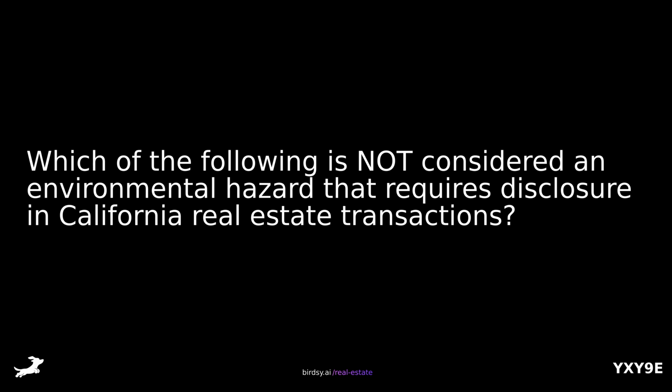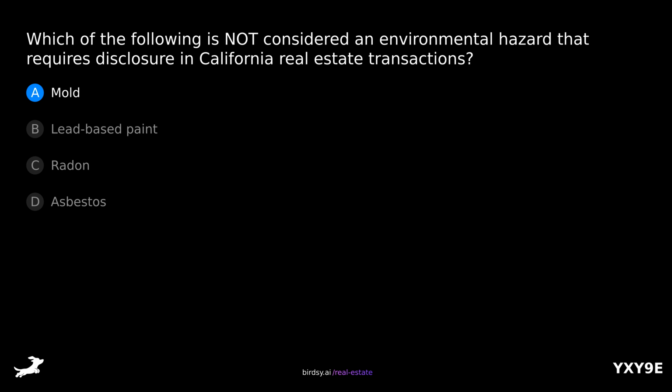Which of the following is not considered an environmental hazard that requires disclosure in California real estate transactions? Is it A, mold, B, lead-based paint, C, radon, or D, asbestos? The answer is C, radon.